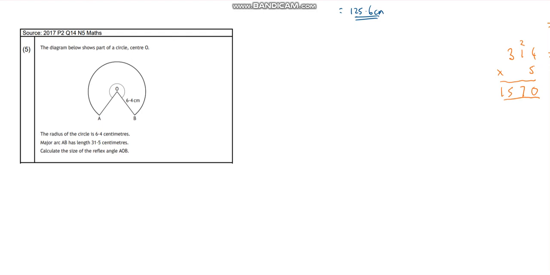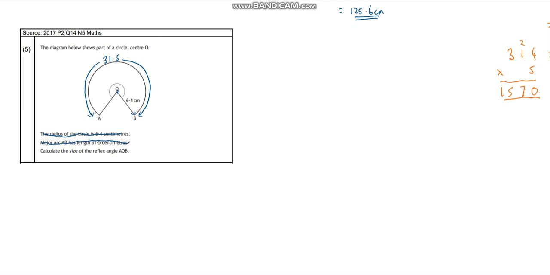So let's see, we've got a diagram, parts of a circle, the radius is 6.4. So it's told us it's a radius, that's quite helpful, that's great, but we've got that information, we'll just cancel that out. The major arc length is 31.5, so we're going to write that 31.5. So the major arc is the bigger arc, that's going all the way to there and all the way to there. Excellent. So again, I can just cancel that out.